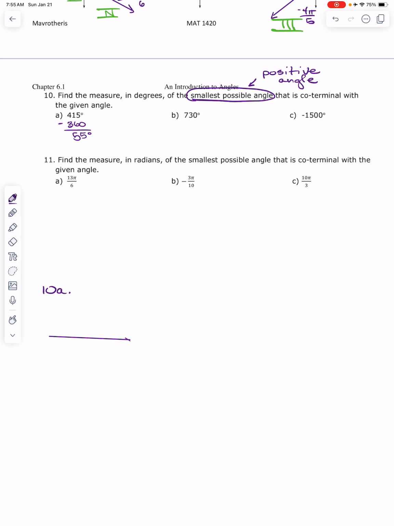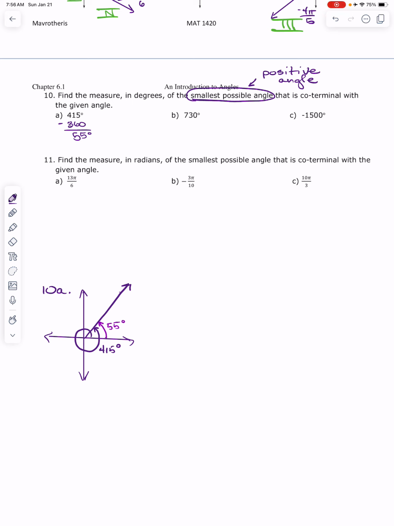if I were to graph my 415 degree angle, it would go all the way around once and then come back up to what we're going to call a little past 45. Here's my 415 degree angle. Coterminal because it ends up in the same place as my 55 degree angle. Sorry, add an arrow.